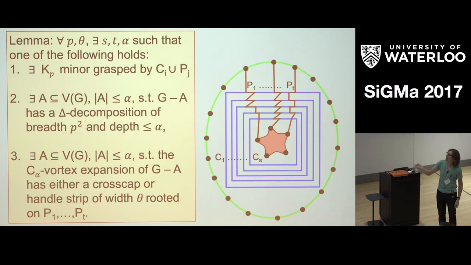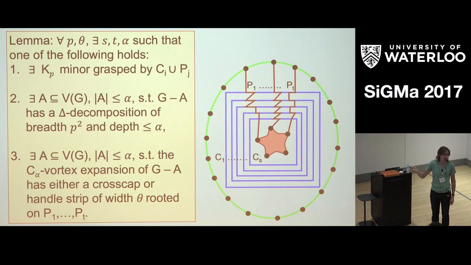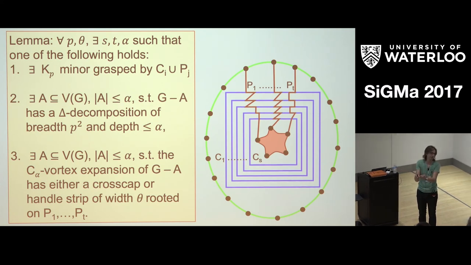If we wanted to get down to a genuine polynomial bound, we'd have to go from being poly p times theta to being poly p plus theta. And that just needs all sorts of different tools and techniques.